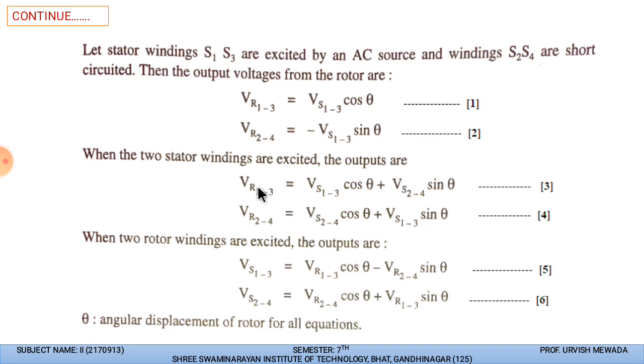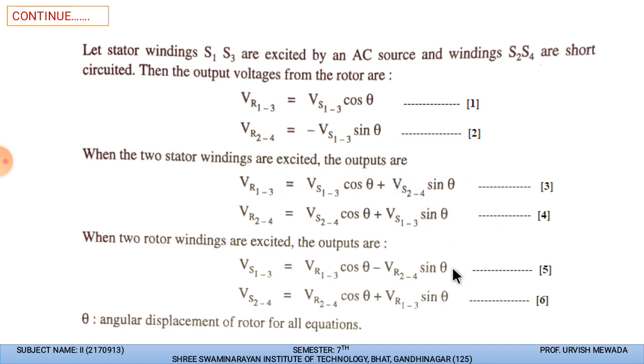When the two stator windings are excited, the outputs are VR13 equals VS13 cos theta plus VS24 sin theta, and VR24 equals VS24 cos theta minus VS13 sin theta. So this is when we excite the two stator windings. This is the output that we get from the rotor circuit.